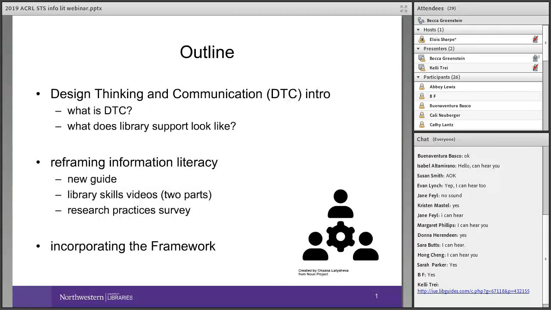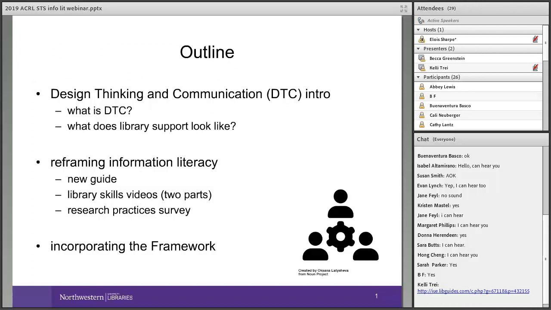This is just a brief outline of what I'll be going through today. I'll be talking for the first part of today's session, and then we'll open up for chat, questions, conversation, etc. I have a few suggested questions at the end, but whatever you want to talk about in relation to what I've told you, feel free. The first thing I'll start with is an introduction to design thinking and communication, or DTC, which is the first-year engineering class that I and the libraries work pretty closely with. So I'll tell you what DTC is.